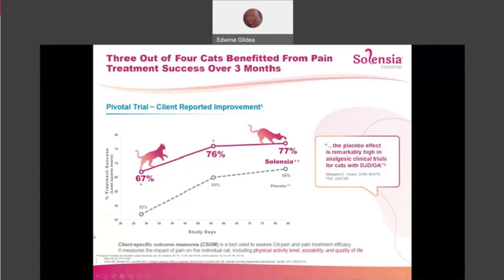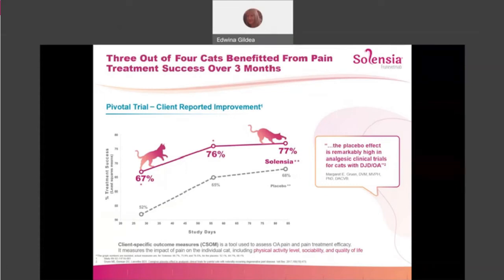So this is a reflection of the actual pivotal study. How we actually assessed success was using the client-specific outcomes measure tool. And this tool is used to assess osteoarthritis pain and pain treatment efficacy. It measures the impact of pain on an individual cat, including their physical activity level, sociability, and quality of life. The graph here represents the results.